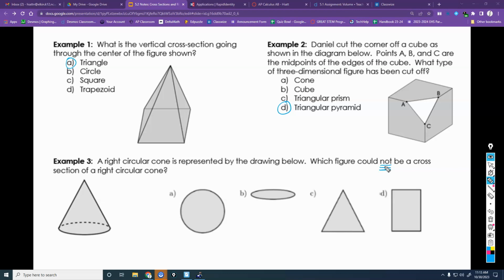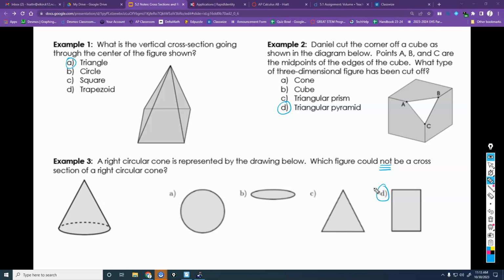All right. Let's vote. How many of you think A? Good, because it's definitely a possibility, right? What about B? C? D? Good job. All right. Now, A is pretty easy to see, right? You just cut anything parallel to the base.